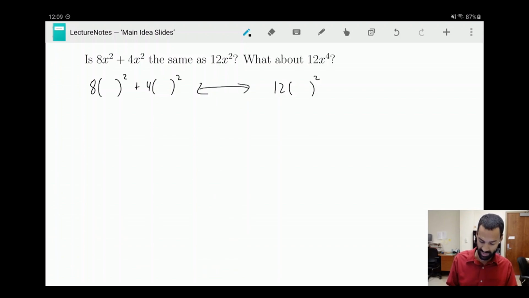Okay, so I'm going to plug in 2. I'm also going to do the same thing with 12x to the fourth power. I'm going to substitute in a 2. Say that my unknown x value is 2. Let's hope that whatever I get for this one will come out to be the same for this one and not be the same for this one.